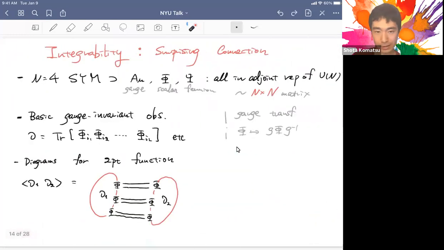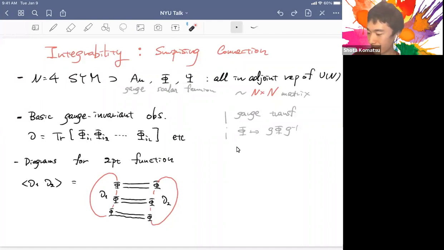So let me just explain what the integrability is, and also what the connection to Yang-Mills theory is. So N equals 4 supersymmetric Yang-Mills, which I abbreviate in this way, contains a bunch of fields in addition to gauge field. So it contains gauge field, of course, because it's the Yang-Mills theory, and also scalar and fermion.